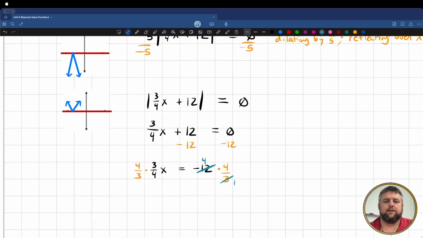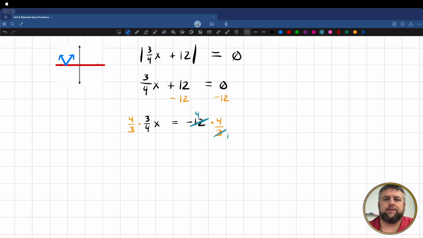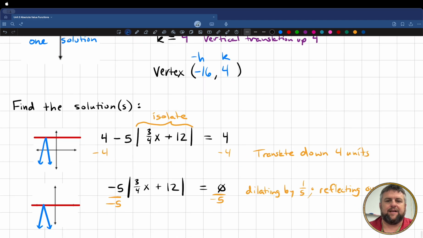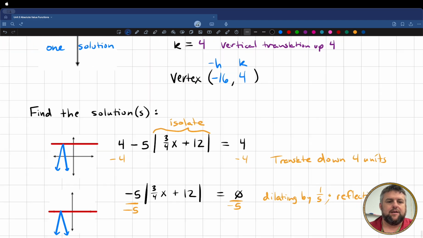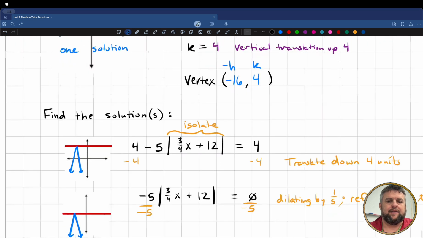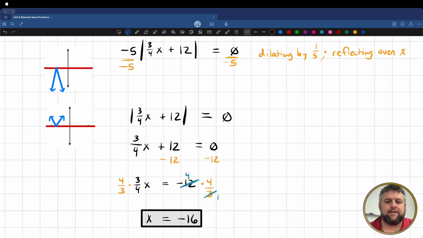This goes to 1. And this is going to give us a solution of -4 times 4, which is -16. And that number should look familiar. X equals -16. If we go back to the vertex, the value was at -16. Remember, it was directly on the line like we expected, and that is the only solution that would work in this case. So how do we check it?